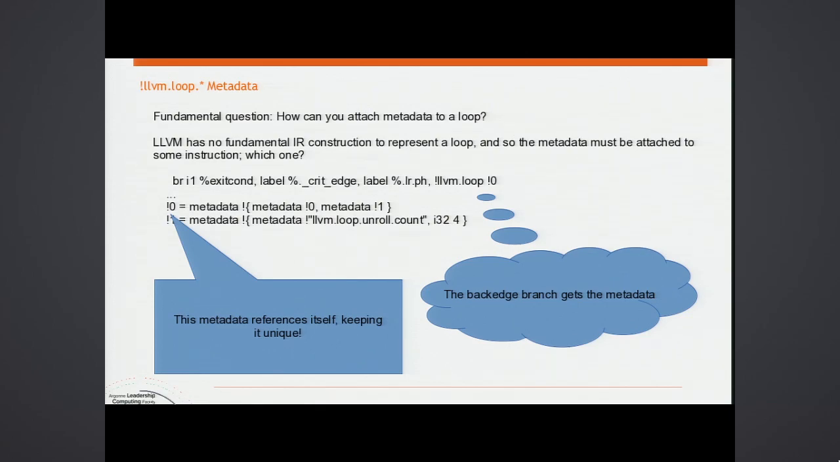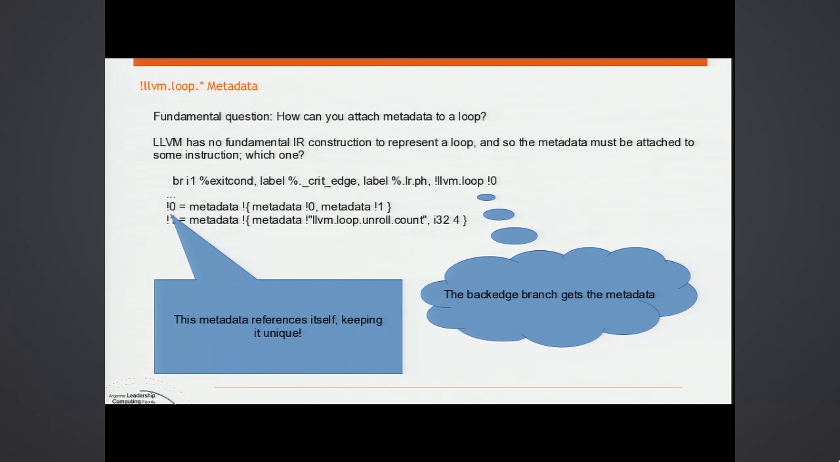Well, what we ended up doing was, at least for now, the simplest thing that we could think of, which is that we attach the metadata to the branch on the back edge of the loop. And when you do that, you allow the metadata to refer to the loop.